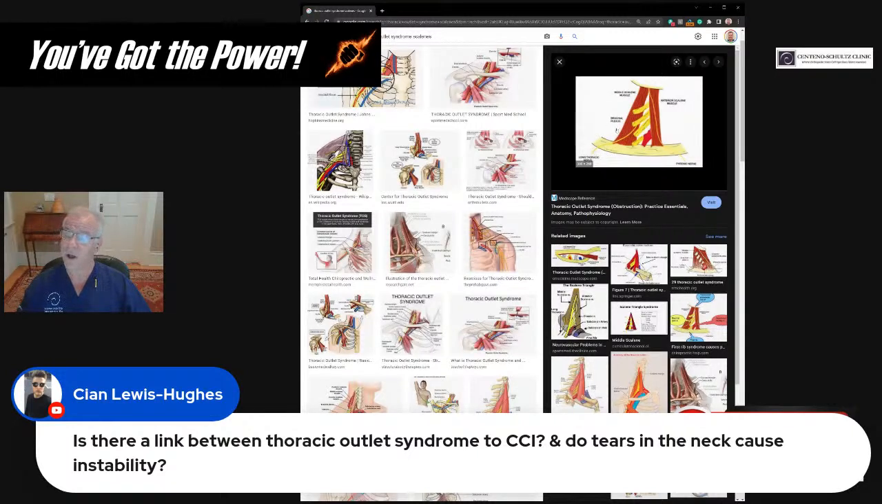The scalene muscles also supply stability to the head and neck. So if you've got upper cervical instability, your scalenes are going to be in overdrive. Hence, the nerves that go down to the arm are going to get pressed on, i.e. thoracic outlet syndrome. So the two are definitely connected. We see that all the time.